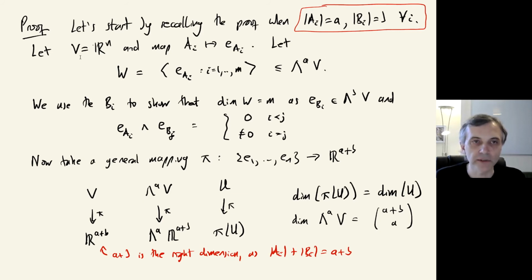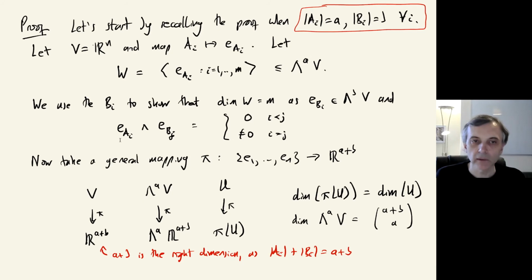Let's start with our usual vector space R^n, rather than R^(a+b) for the moment. So a nice big vector space. As usual, map A_i to e_{A_i}, and let's think about the subspace W that they generate. The A's give us elements of the a-th exterior power of V, and we've got linear combinations of these. We can use the B_i's to show that the dimension of this subspace is indeed m, the number of sets we have.